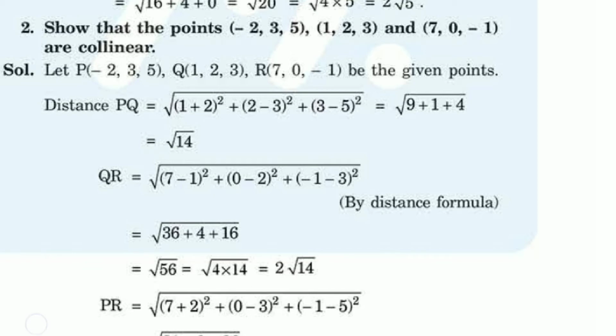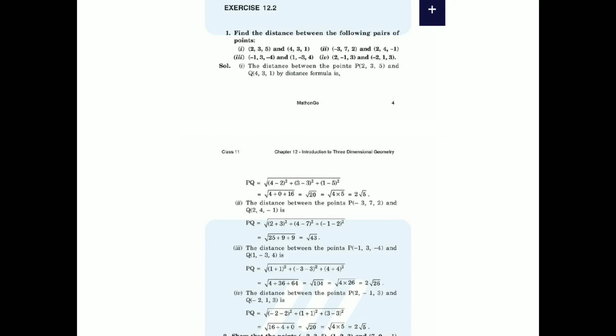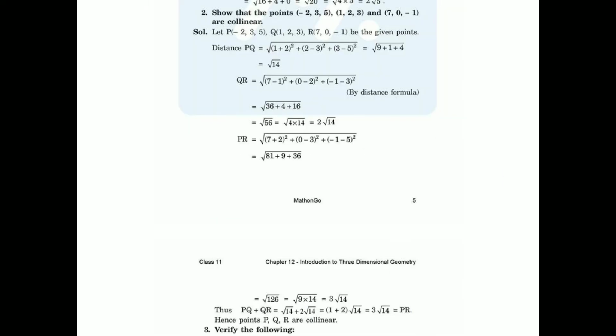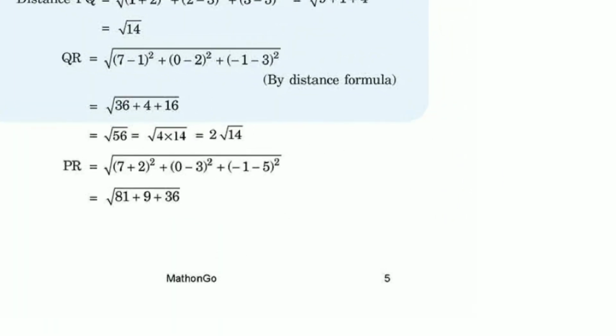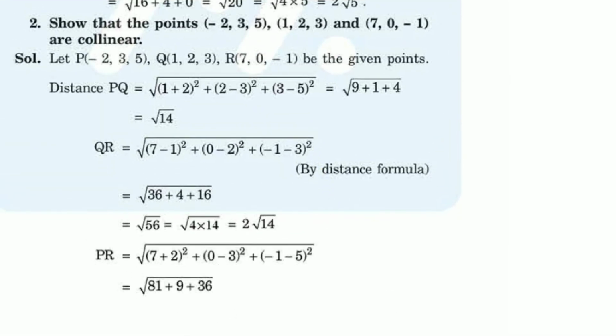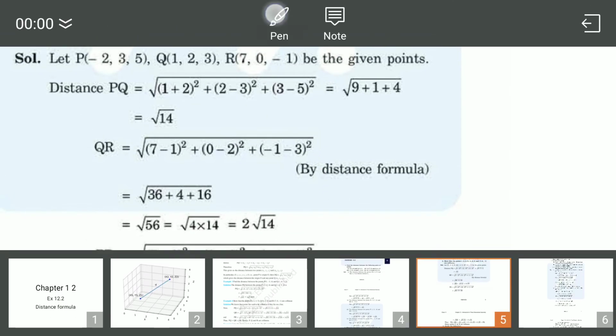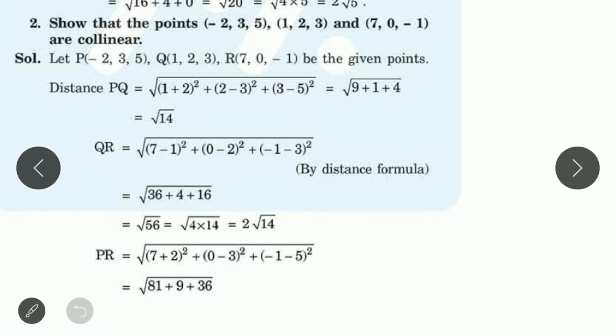Now if you check the 3 distances that we have obtained here, if you check properly, PQ is root 14, QR is 2 root 14, and PR is also 2 root 14. Wait, I'll show you.